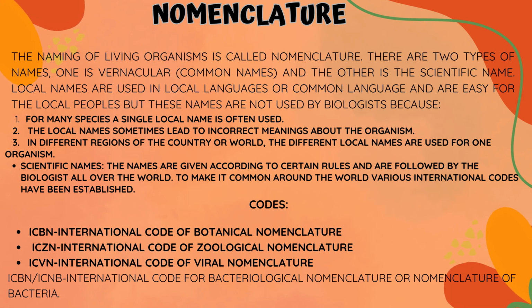Scientific names are given according to certain rules and are followed by biologists all over the world. To make it common around the world, various international codes have been established. These codes are ICBN, International Code of Botanical Nomenclature, ICZN, International Code of Zoological Nomenclature, ICVN, International Code of Viral Nomenclature, and ICNB, International Code for Bacteriological Nomenclature, or Nomenclature of Bacteria.